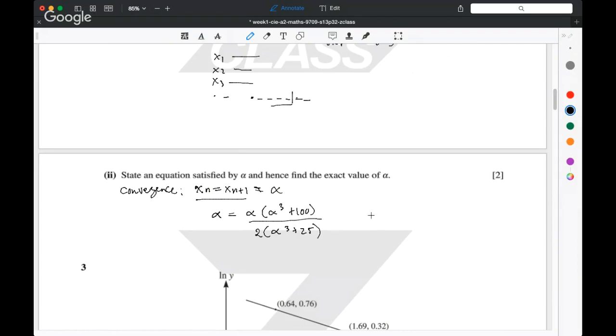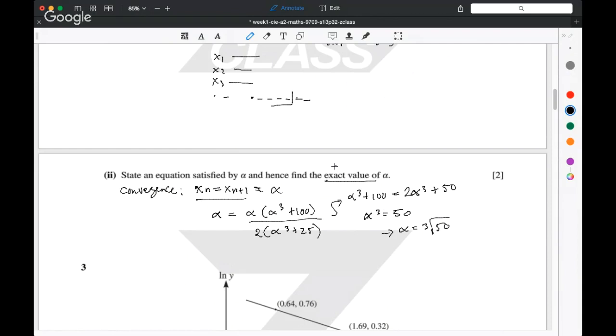And we can just solve this. If you rearrange it, you get that alpha cubed plus 100 is equal to 2 alpha cubed plus 50. If you rearrange, take that alpha over there, take that 50 over there, you get alpha cubed is equal to 50, and therefore alpha is the cube root of 50, because they ask for the exact value.